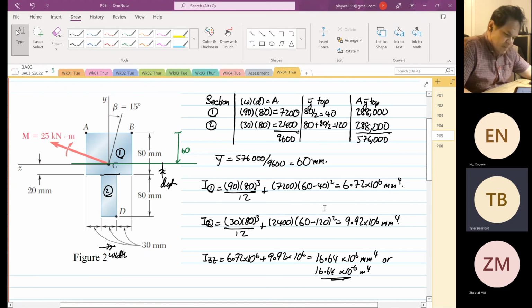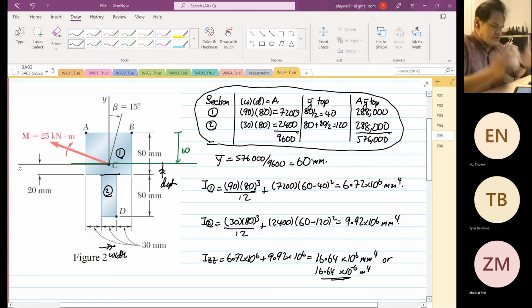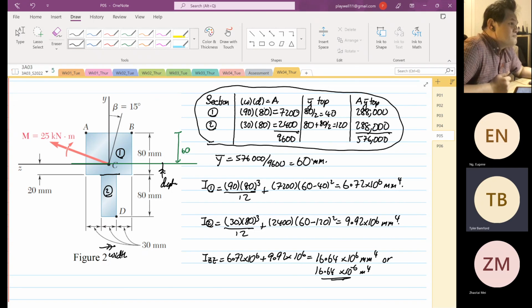Alright, so if you develop a table like this, it is so quick. As long as you fix the table, it's easy to do.